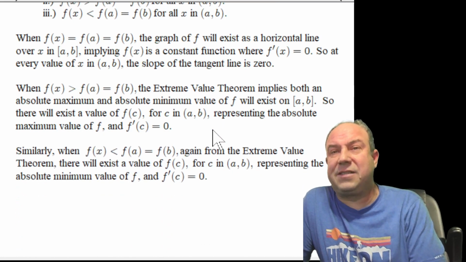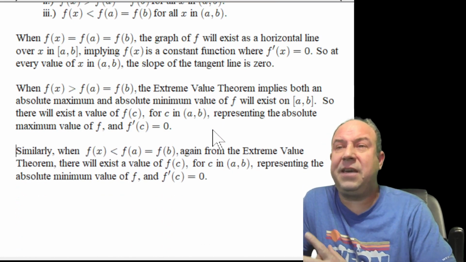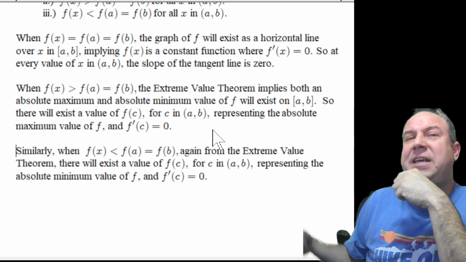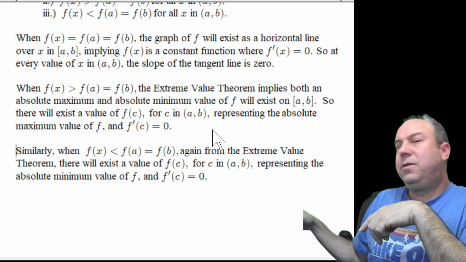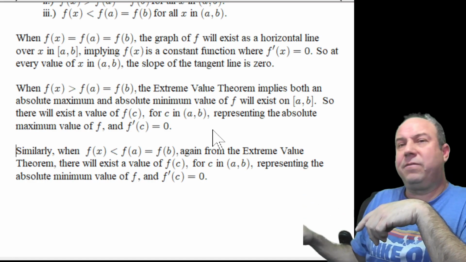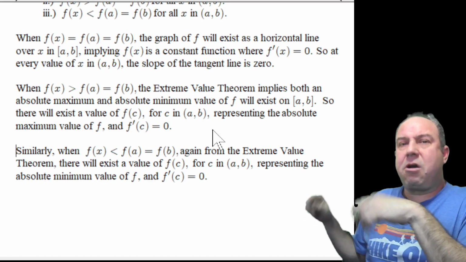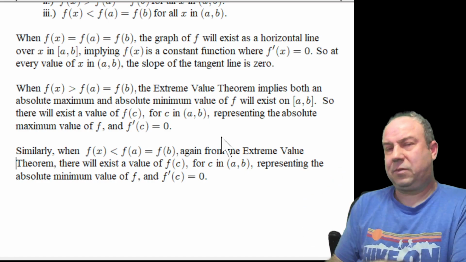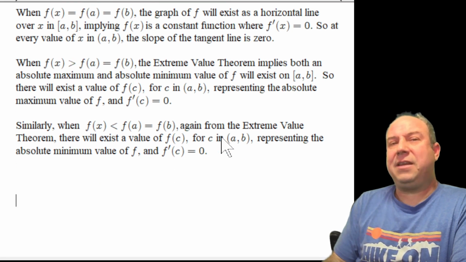Similarly, when f of x is less than f of a equal to f of b, again from the extreme value theorem, there's going to exist at least one value of c in that interval where the slope of the line tangent to the curve would be equal to 0. It's going to be there at that absolute minimum value. Right? And that is proof.